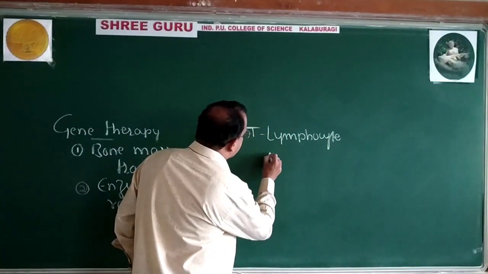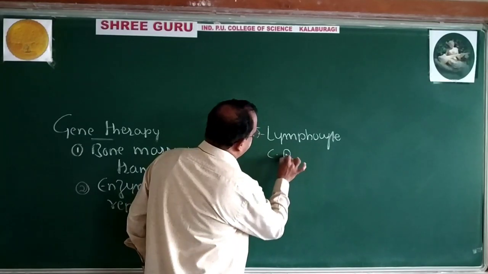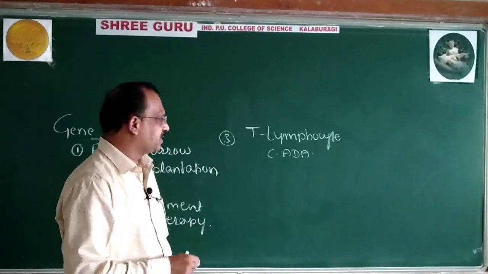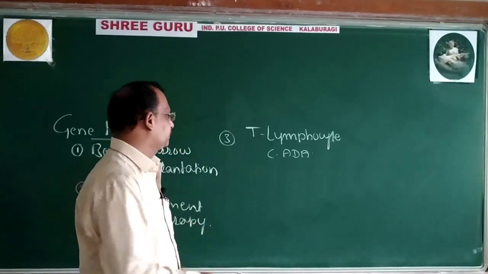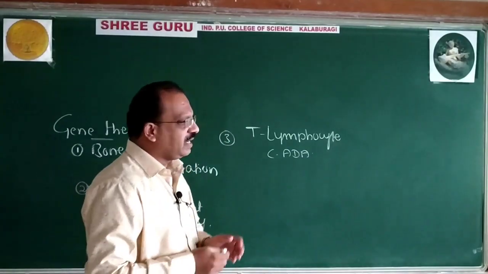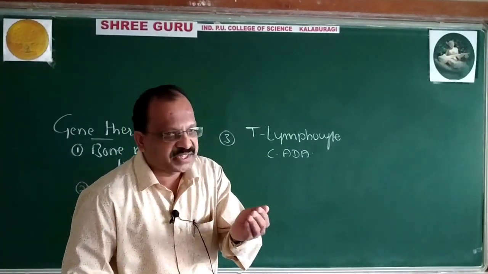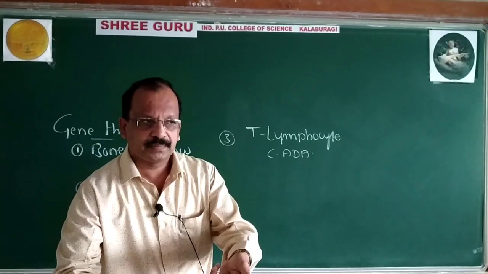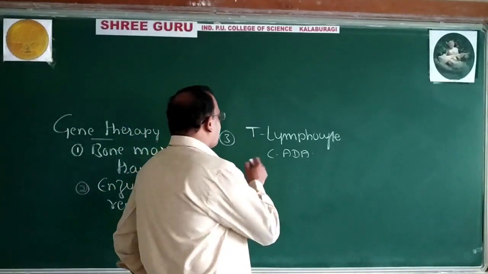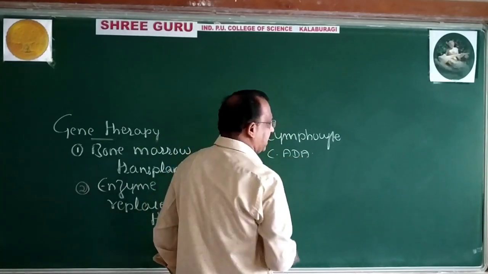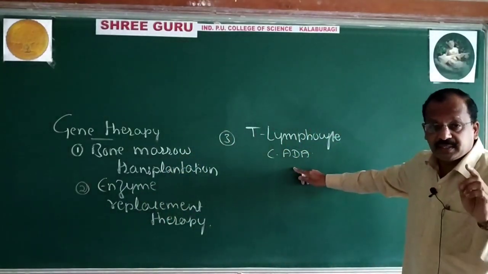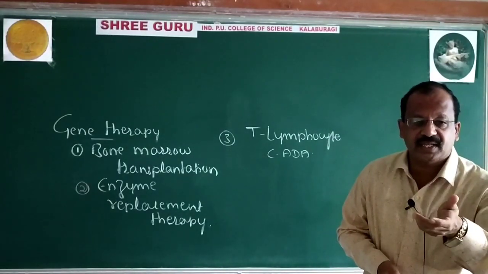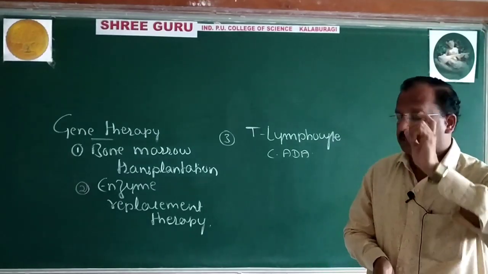Functional complementary ADA. So look over the point carefully. First, T lymphocytes, a kind of WBCs, are extracted from the bone marrow of the patient. Then they are cultured outside the body. Then a complementary adenosine deaminase is introduced into this cell. Then this genetically engineered cell is introduced back into the patient.